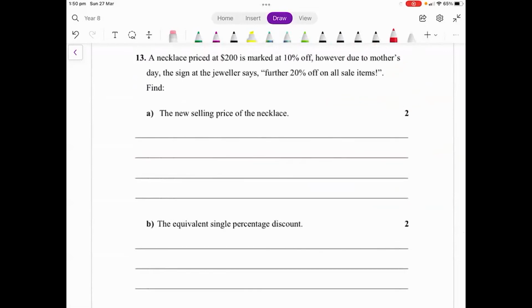Question 13 is successive discounts. It says a necklace is priced at $200, it's marked at 10% off, and then there's a further 20% off. So if you get 10% off, that means that there's 90% left over. If you get 20% off, that means that there's 80% left over. So we can do all of that in one line. $200 times 90% times 80% gets you $144.